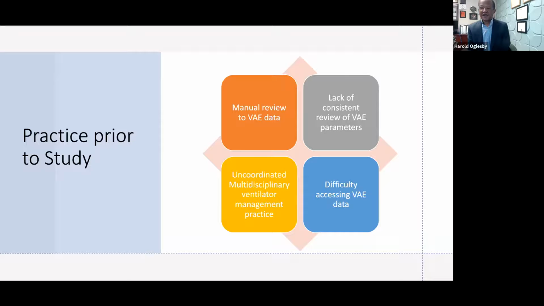There was also a lack of consistency in the review of that VAE data. Again, if you remember, one facility, one person reviewing ventilator information for a place that has a CVICU, a CCU, a neuro ICU, a med-surg ICU, with a large number of beds. It's just a difficult task.